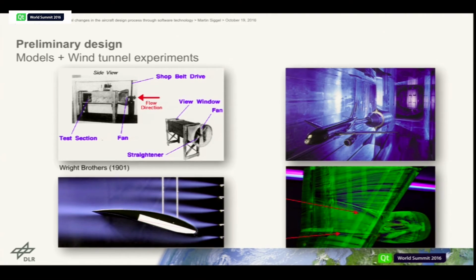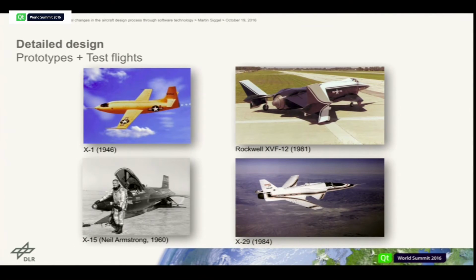And the third design phase is actually you create prototypes and you perform test flights. And this is even more expensive. And here, just some examples. The X-1 was the first rocket-driven aircraft which was faster than the speed of sound. And the X-15, flown by Neil Armstrong, by the way, achieved Mach 7, so 7 times the speed of sound, which is the record. Even today, no aircraft was faster than this.